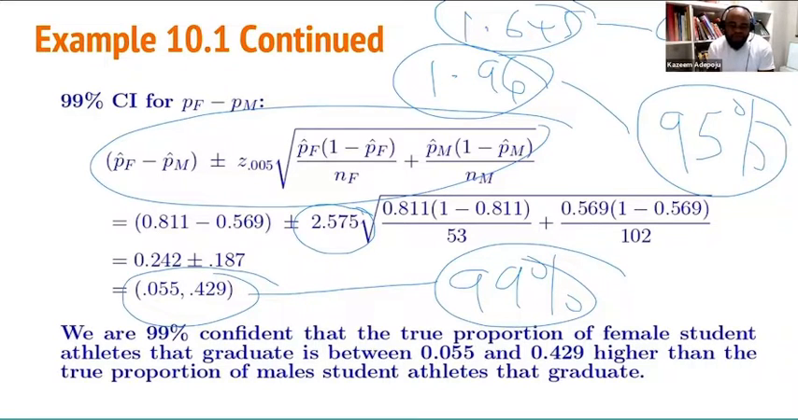Because when your level of confidence is very close to 100%, that is not realistic. You know why? Because you're actually going to have a very wide range. Having a wide range is complicated. It doesn't really make sense. And that's the reason why we have a standard. The standard that we normally use in research is 95%.